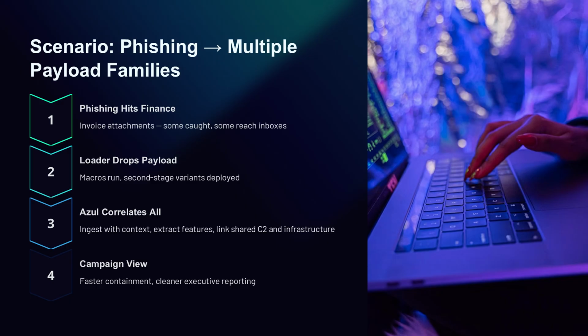With Azul, once files are already flagged as suspicious through triage processes, you ingest them with preserved origin context, run automated analysis to extract consistent features, and then correlate the samples to see which ones share infrastructure, behavior, or command and control patterns. Instead of chasing alerts, you build a campaign view that supports faster containment and cleaner executive reporting.